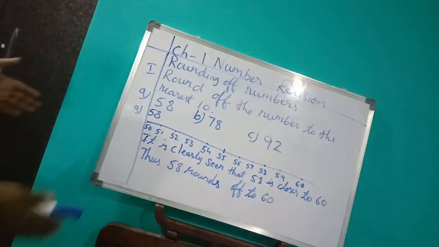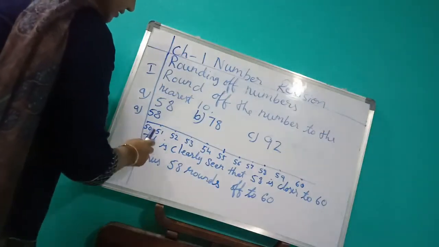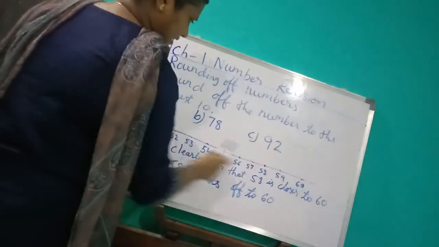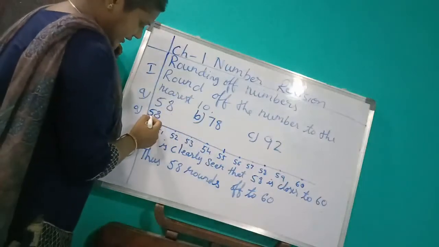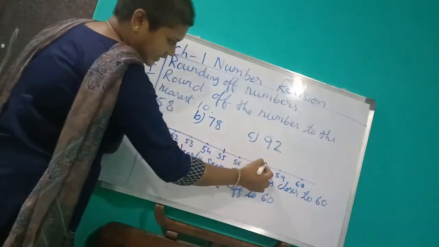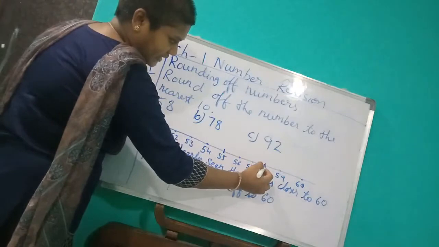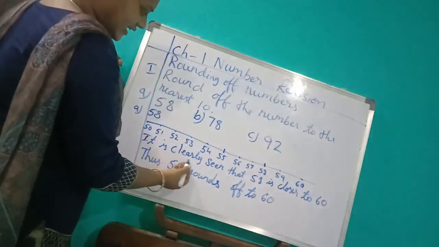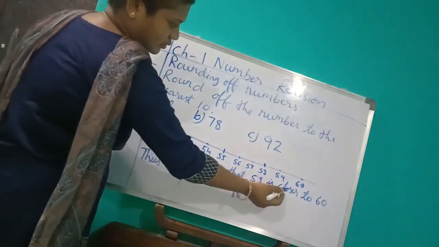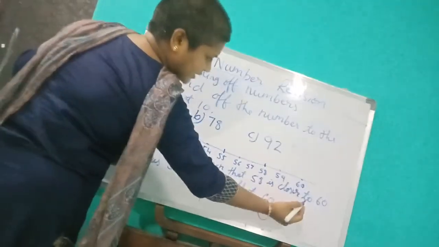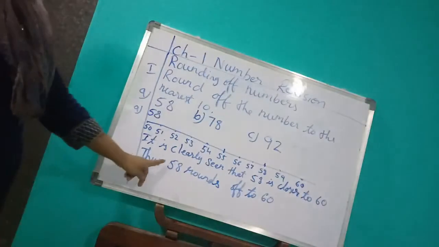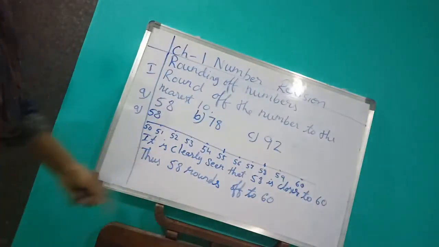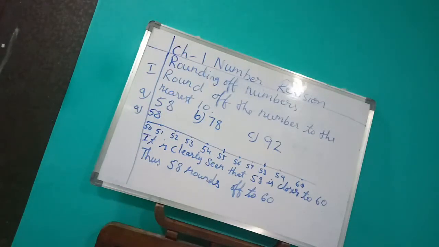See, you can easily clear it. See here, here 50, here 60. Which number is this? Here they given 58. Where is 58? Here. Yes, 58 is nearest to 60. Yes or no? It is clearly seen that 58 is closer to 60. Thus, 58 rounds off to 60. Understood, children? Is it clear? Okay, next.